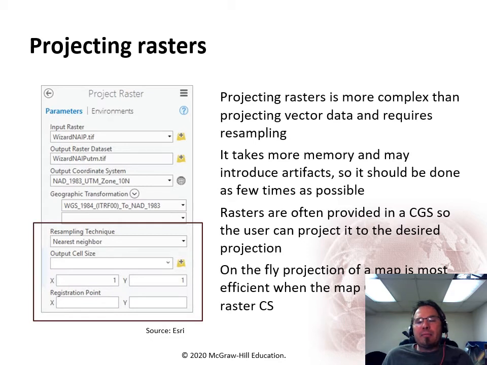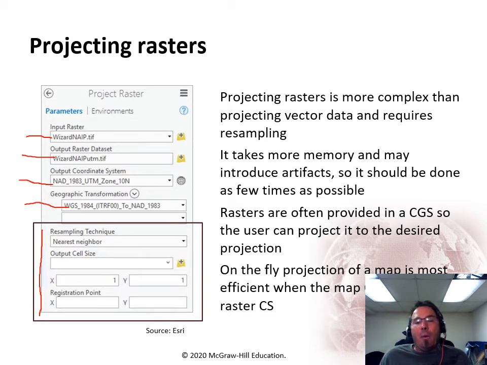So like I mentioned before, projecting rasters is a completely different tool. However, it's very similar to the regular projection tool for vectors with the added step of having to do the resampling. If you look at the tool here, here's the input raster. That's what it's called going in. This is what we're going to call it going out. Here's the coordinate system we're going to use. If there's a geographic transformation, it would be in there. And then down near the bottom here, you have the resampling technique. You have to put something in there.